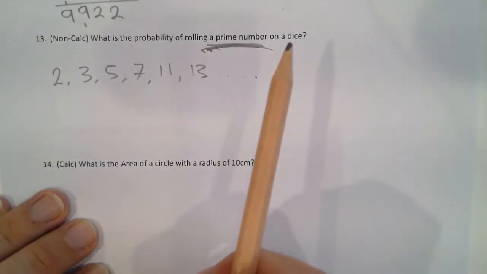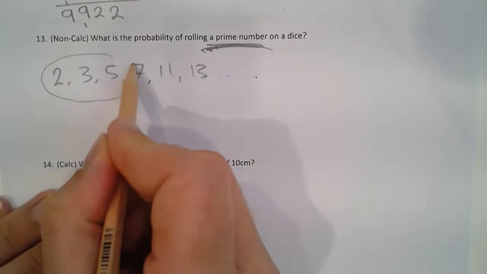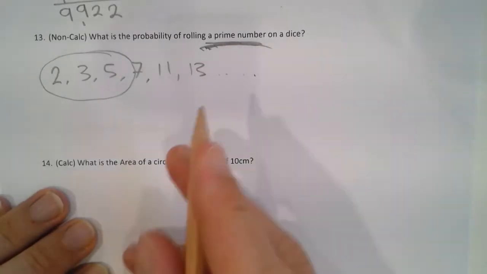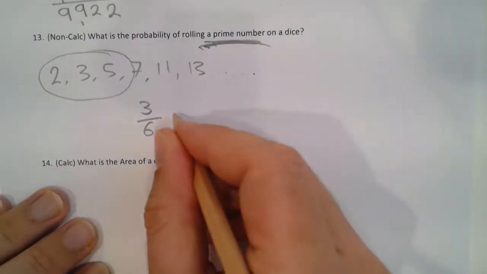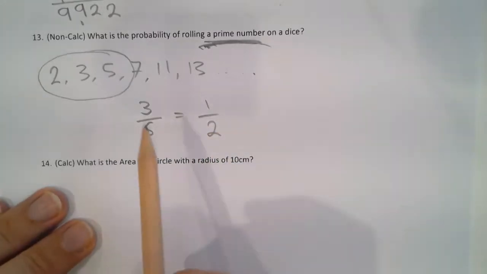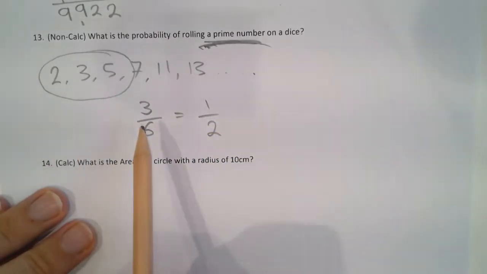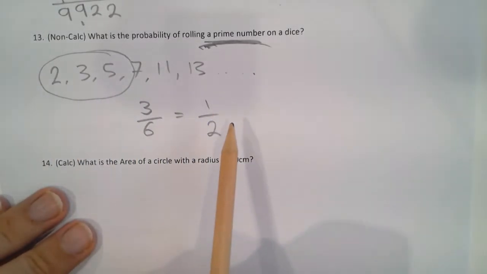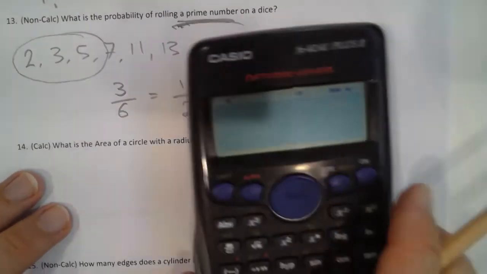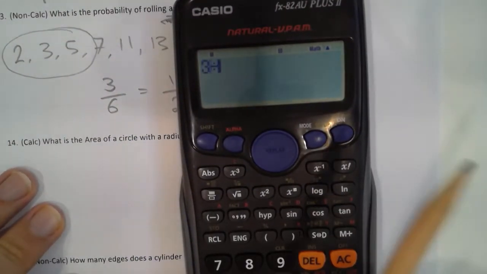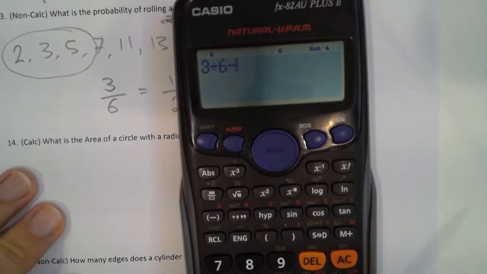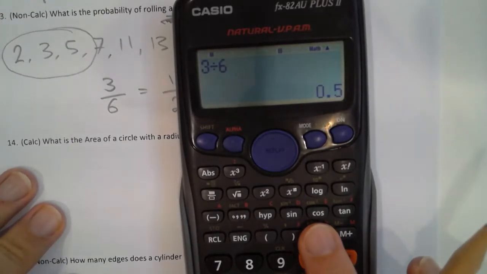A dice has 6 numbers. Those are the only 3 prime numbers on the dice. So you have a 3 out of 6 chance, which is a half. So 3 out of the 6 numbers are prime, and 3 out of 6 simplifies to 1/2. If you weren't sure if it's simplified, you type in 3 out of 6. There it is, which is that as a fraction.